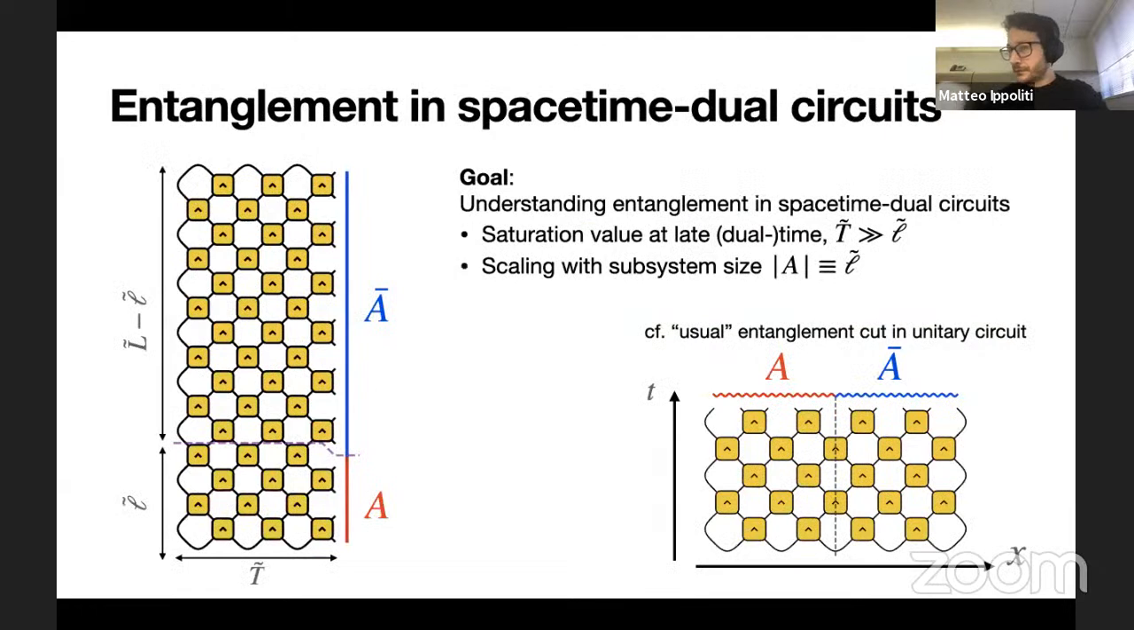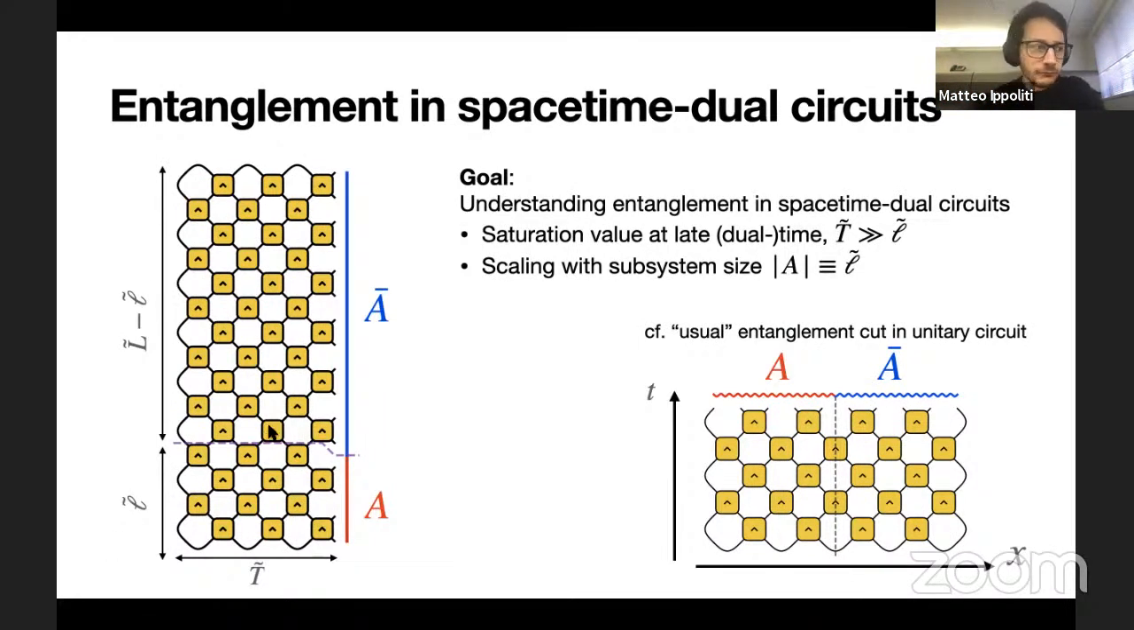So our goal here is, using this setup whose physical meaning I just described, can we study the quantum entanglement of a state that you produce at this output, which is this time-like wall of your circuit? Can you quantify its entanglement, in particular in the limit of late dual time? So you take this T2 to be very big, you obtain some steady state, and you want to characterize the scaling of its entanglement as a function of subsystem size.